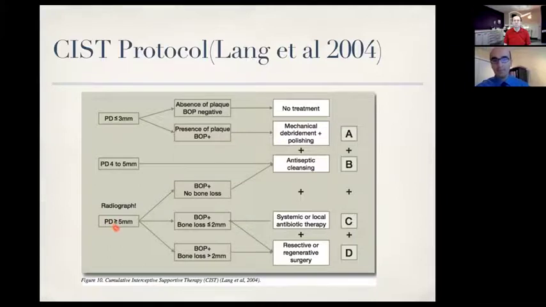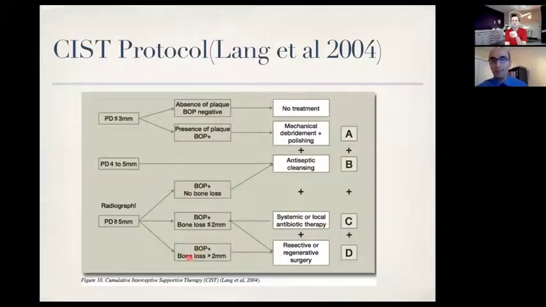But if your probing depth goes beyond 5 millimeters, you must take a radiograph to evaluate the peri-implant bone level. So if you don't have bone loss or no changes from your baseline radiograph, basically you just need to do mechanical debridement, antiseptic cleansing, and some people may consider systemic or local antibiotic therapy. And I will show you in the cases that I've managed. But also there are some cases where you may develop bone loss, but the bone loss is less than 2 millimeters from the baseline. So you add these types of systemic or local antibiotics.